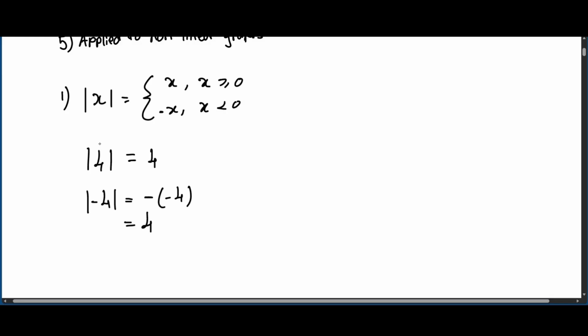So you should realize absolute value or modulus function will make a negative number become a positive number. A positive number will remain positive, but a negative number will become a positive number. Another example would be the absolute value of 2. I will get 2. Absolute value of negative 3: remember, absolute value makes a negative number become a positive number, so negative 3 becomes 3.